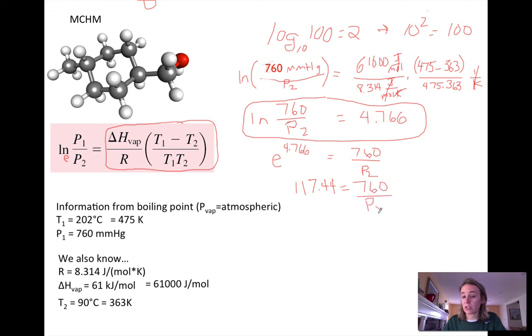And now it's essentially just cross multiplying. Multiply both sides of this by P2, and it'll cancel out the P2 on the right. And so we then just have 760 divided by 117.44 equals P2. If you do that on your calculator, you should end up with P2 equals 6.47 millimeters of mercury.